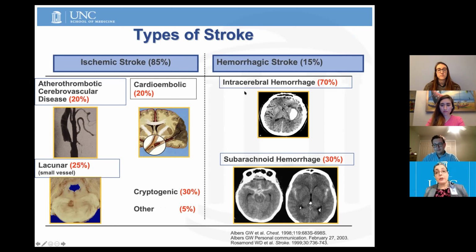When we look at hemorrhagic strokes, that's about 15% of all strokes. The majority by far are what we call intracerebral hemorrhages. These are areas of blood that sort of exsanguinates into the brain itself, and it disrupts the brain tissue. These are very commonly seen in patients who have high blood pressure or bleeding problems. And about 30% are that special group I mentioned, the subarachnoid hemorrhage.